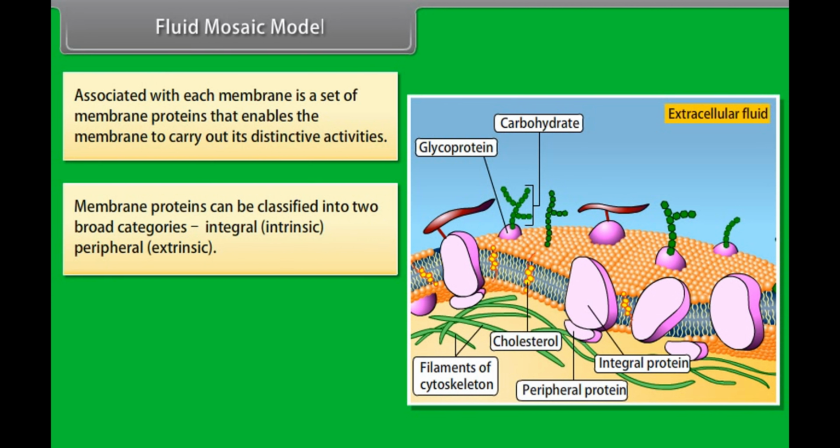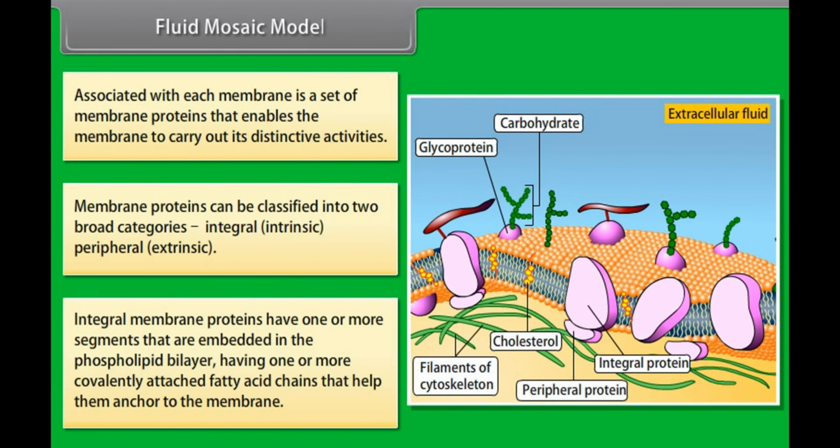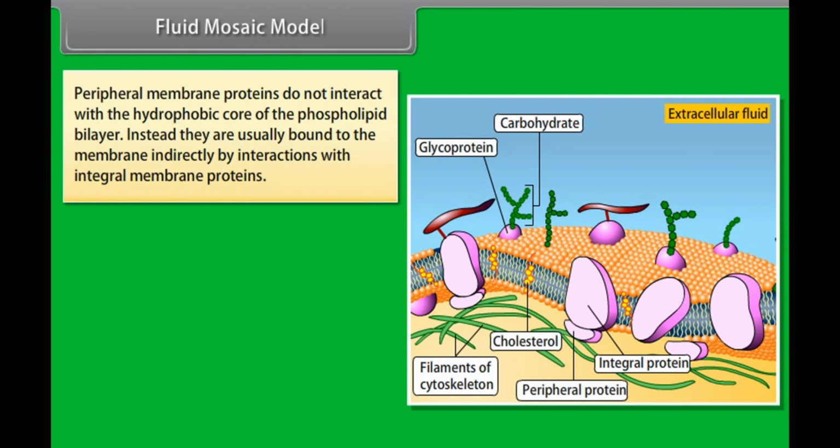Membrane proteins can be classified in two broad categories: integral, that is intrinsic, and peripheral, that is extrinsic. Integral membrane proteins have one or more segments that are embedded in the phospholipid bilayer, having one or more covalently attached fatty acid chains that help them anchor to the membrane. Peripheral membrane proteins do not interact with the hydrophobic core of the phospholipid bilayer. Instead, they are usually bound to the membrane indirectly by interactions with integral membrane proteins.